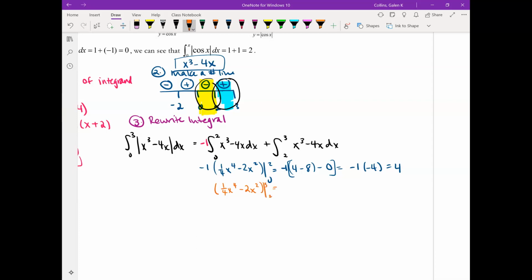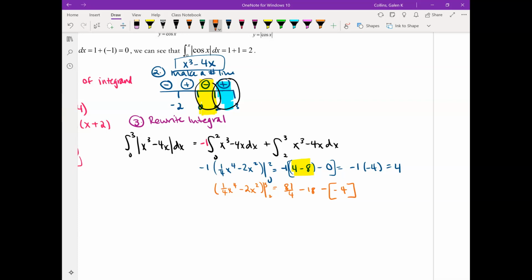From 2 to 3, when I plug in the 3, let's see, 3 to the 4th, is that 81? Yeah, 9 times 9. So we get 81 over 4 minus 2 times 3 squared, so minus 18. And then minus, we have to plug the 2 in. Well, we already plugged the 2 in earlier, right? Like this 4 minus 8 was what we got when we plugged the 2 in. So that would be a negative 4. So it's like minus negative 4.